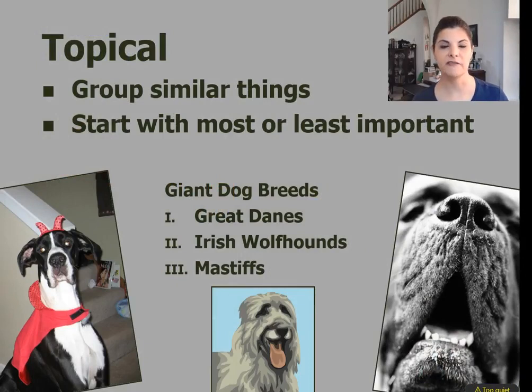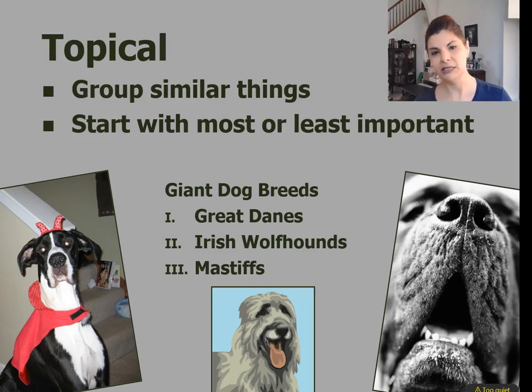Topical is a third, very common, most popular type of pattern. That is where you just group your information into 3 main ideas or 4 main ideas. Could be 2, but you group similar things. And then you start with the most important or the least and work your way up. So if you start with the most important, you hit your audience with the most exciting part first, keep their interest, and then you move on to less important and least important.